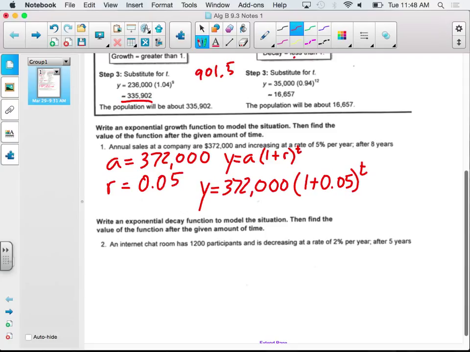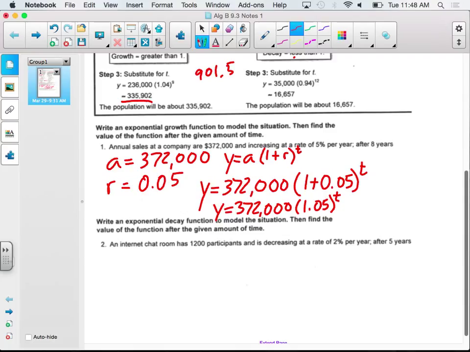All right. Can we leave it like this? No. We got one more step, so what do we do? Parentheses. We do what's left in the parentheses. So we have y equals 372,000 times 1.05 to the t. So that's our first step of the problem. Write the exponential growth function to model this situation. We have that all written out. Doesn't look like we can simplify anything else, right? Alrighty then.